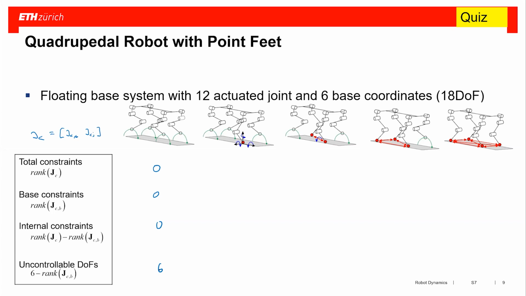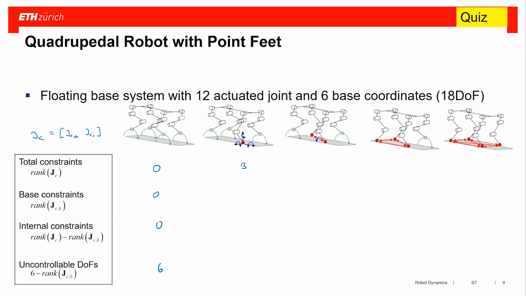So these constraints do not describe how the base should move. In fact, I can take this robot and move it in 3D space as I want without violating any constraint, independent of what the joints are doing. Then we look at this second scenario where we have one point in ground contact, which means one point imposes 3 constraints.